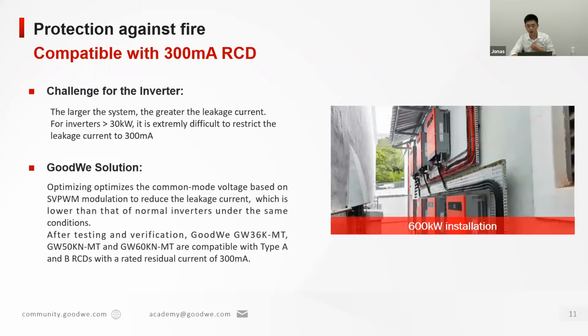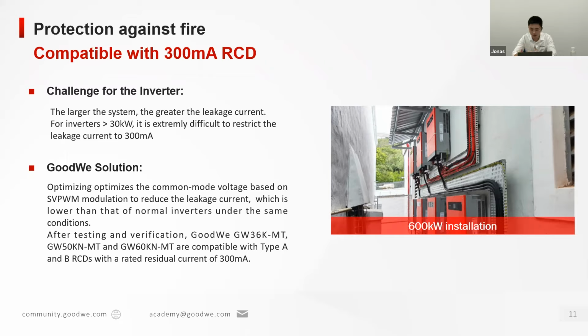So what is the challenge of the RCD for the inverter? The larger the PV system, the greater the potential leakage current could be. If you install an inverter over 30 kilowatt, for example 50 kilowatts, and you install a 300 milliampere RCD on the AC side, you will find the RCD will trip frequently. But with the GoodWe solution, you will not have this problem.